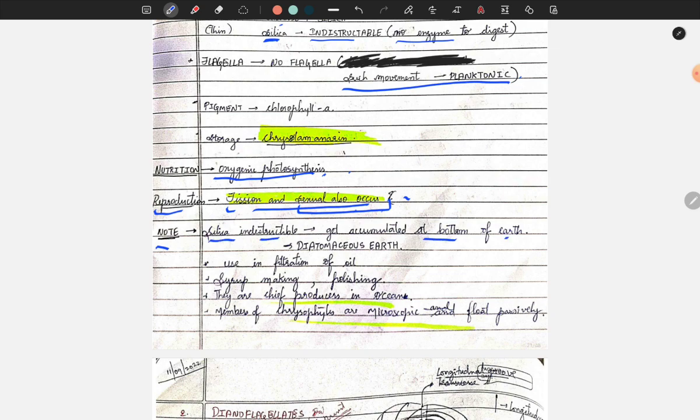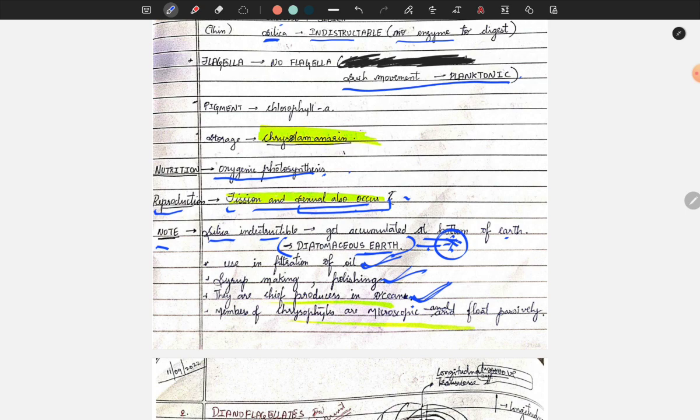It forms diatomaceous earth, given in NCERT. Remember, never forget. It forms diatomaceous earth, and it is also used for filtration of oil, syrup making and polishing. They are the chief producers in the ocean. Chief producers in the sense that they make food of their own, autotrophic type, right? They produce some minerals, and because it is indestructible, it forms fossils.